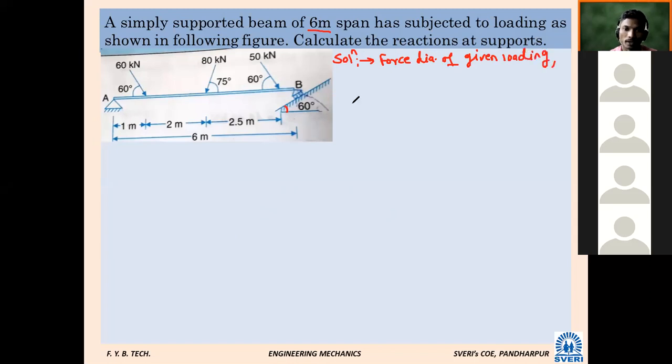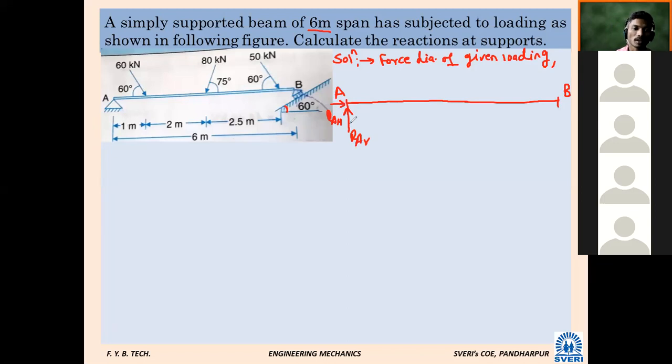So here is point A. From point A, I will draw one line, and again here there is one line. At point A, how many reactions will be there? Two reactions. Here the reactions will be RAH and RAV. So let us go one by one now.